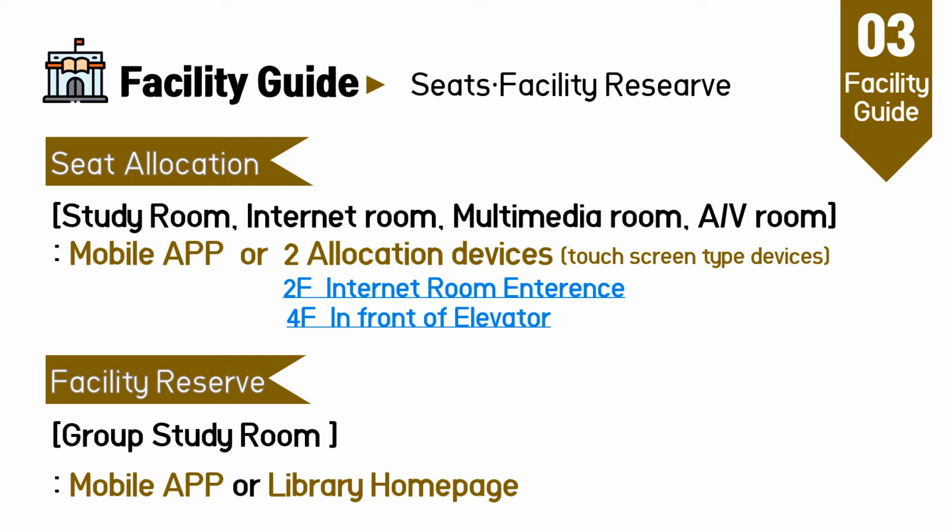Next is how to reserve seats and make bookings for facilities. You can reserve seats in study room, internet room, multimedia room, and AV room using mobile application or using kiosk located in the library. You must make a reservation using mobile application or from the library website before using group study room.